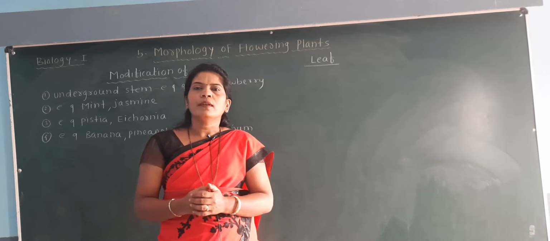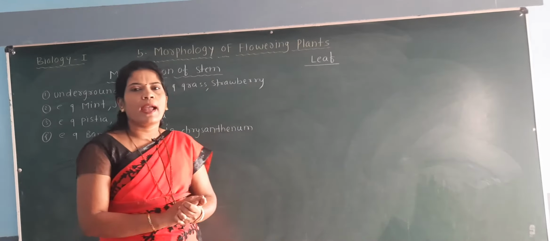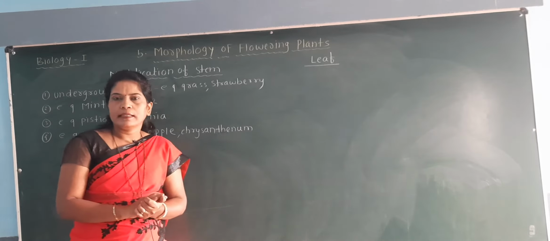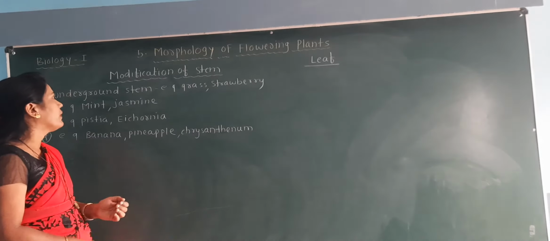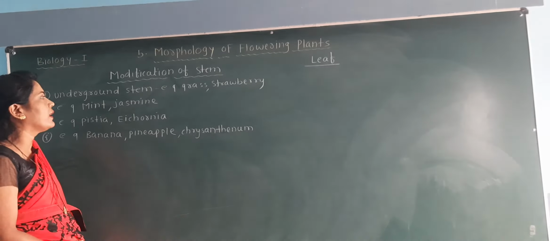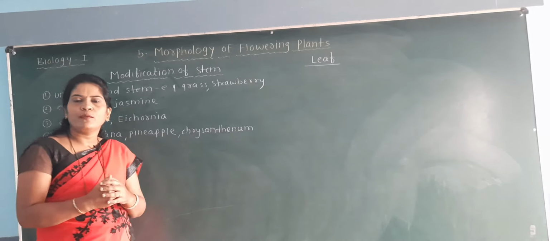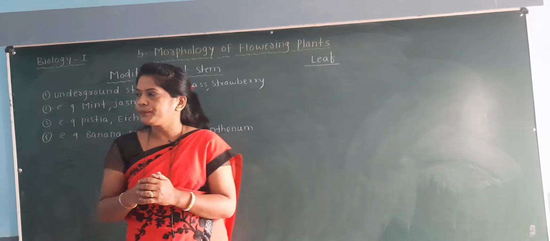Okay. Now some modifications remain from the stem part that we'll discuss now, and here we have given the examples of this modification. That is, the additional modification of the stem that you will observe in some of the examples of the plant like grass, strawberry. Second example we have to see in mint and jasmine, then pistia, eichhornia, and the banana, pineapple and chrysanthemum. Okay, now how we have to remember this from the MCQ point of view, that we will discuss now.